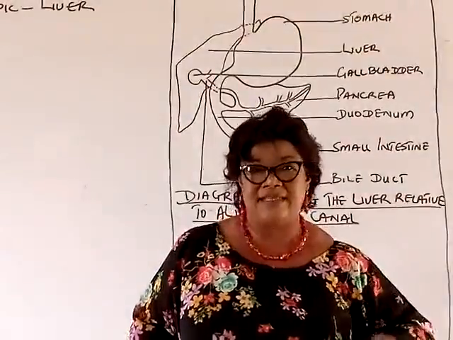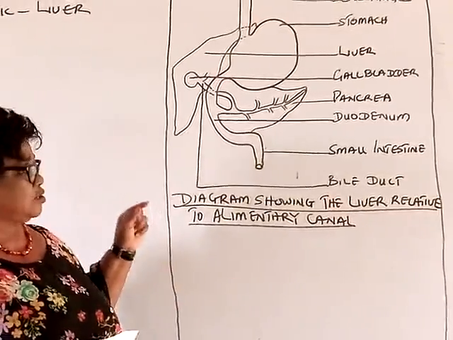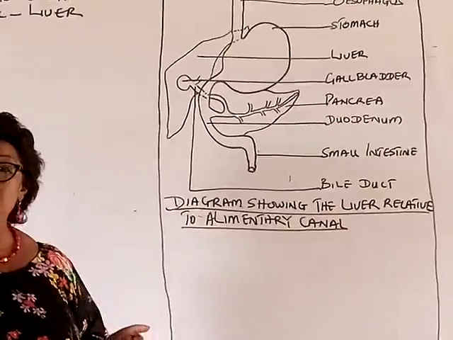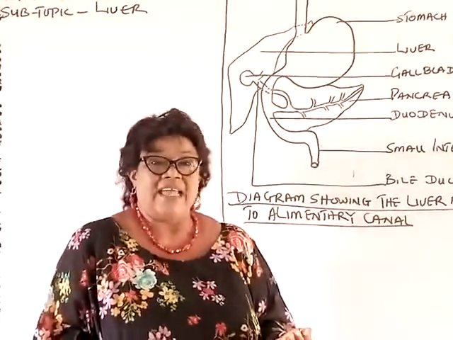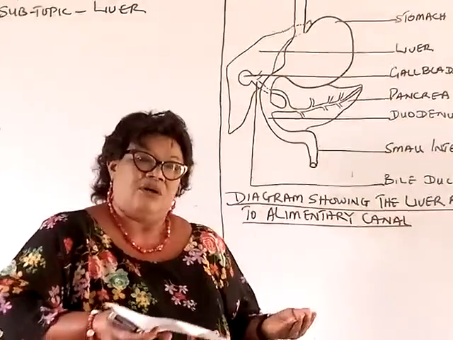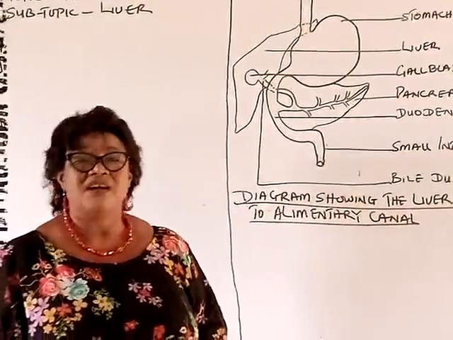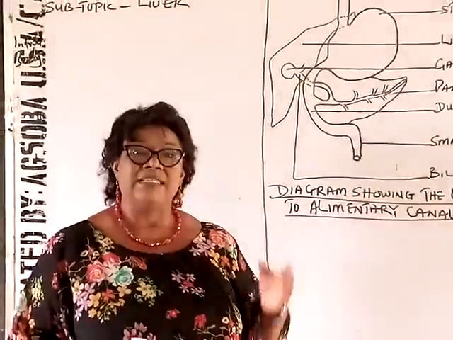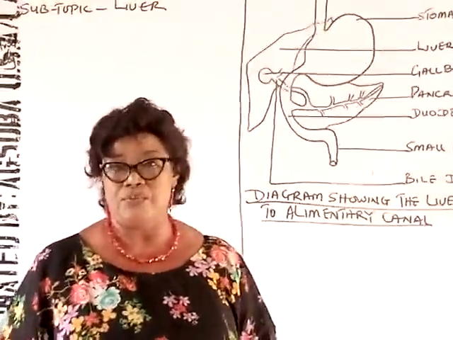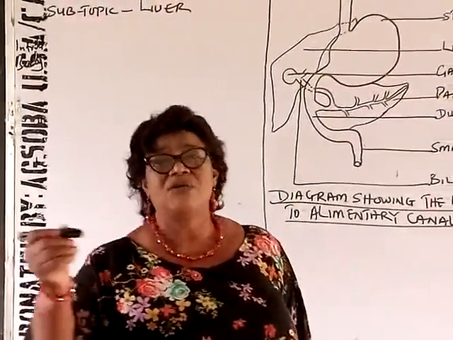Now, if you look at the board, you will see a diagram showing the liver relative to the alimentary canal. Remember I said it is found lying below the diaphragm, slightly on top of the stomach. The liver is a large organ, reddish brown in color. It is divided into two major lobes, the right and the left lobe. And the right lobe is further divided into three small lobes.